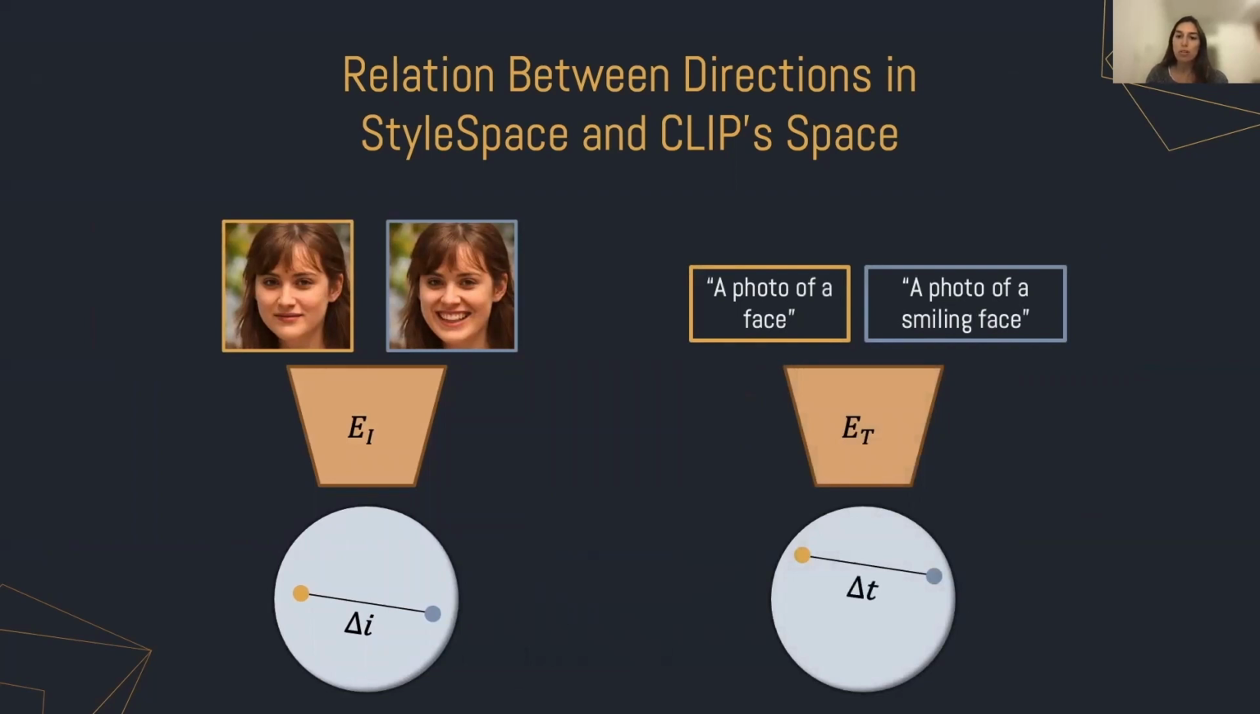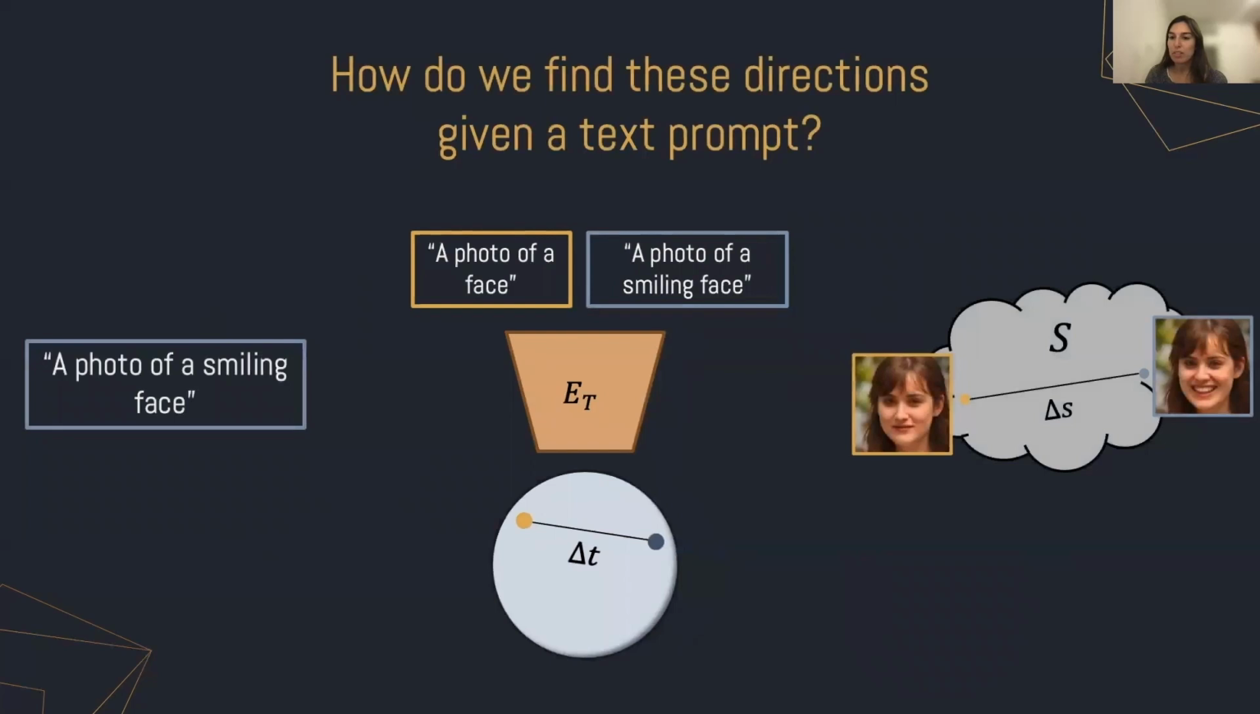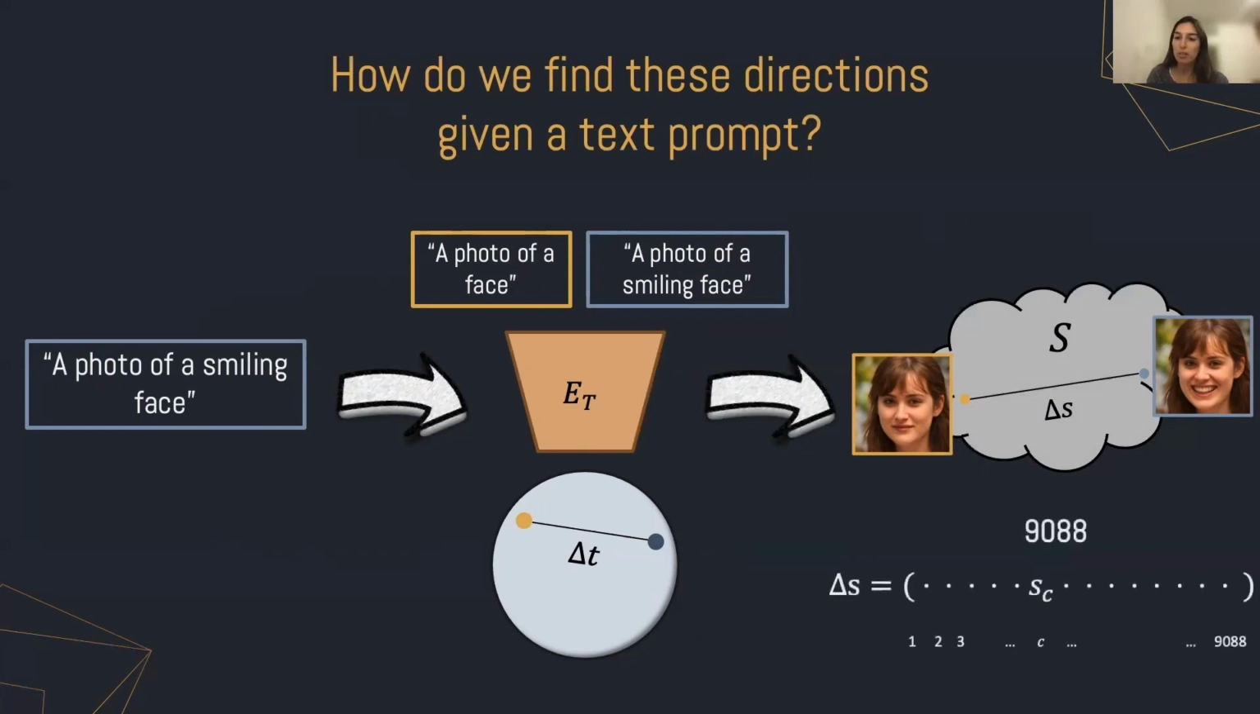So we use two text prompts to define a direction in CLIP space. For example, here we use a photo of a face and a photo of a smiling face. So we started with a direction in style space and transformed it into a direction in CLIP's text space. Now we can go in the opposite direction. We can start with the target text prompt. We can then construct a prompt which corresponds to a text direction in CLIP space, and then we can construct a matching direction in style space.